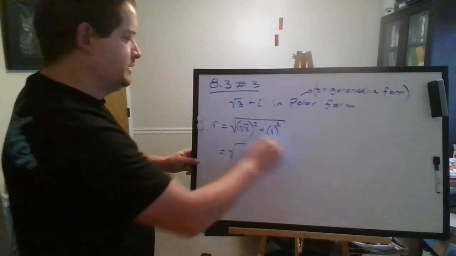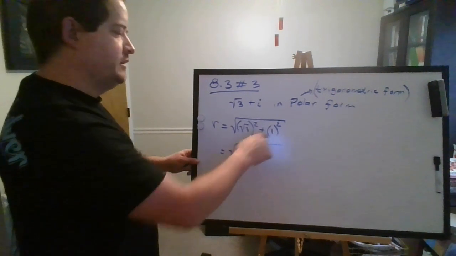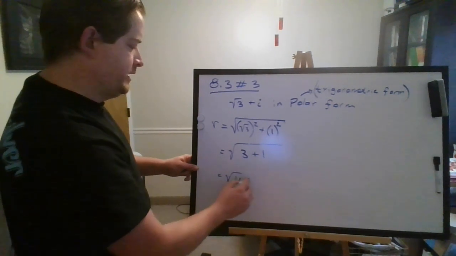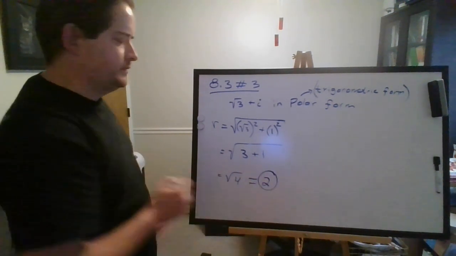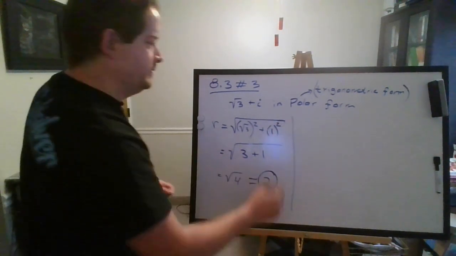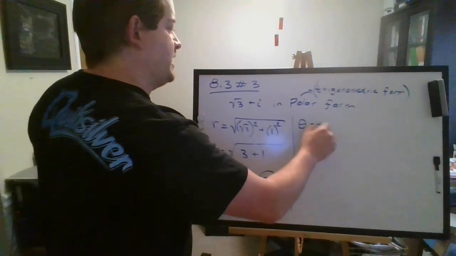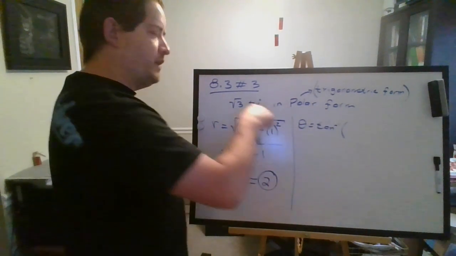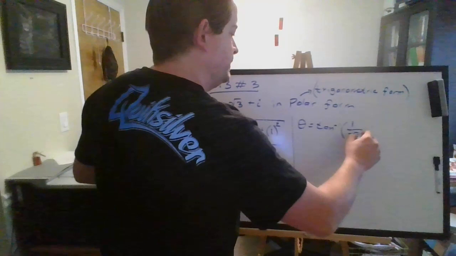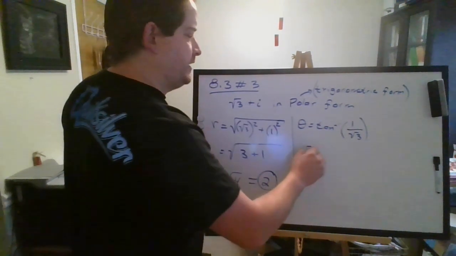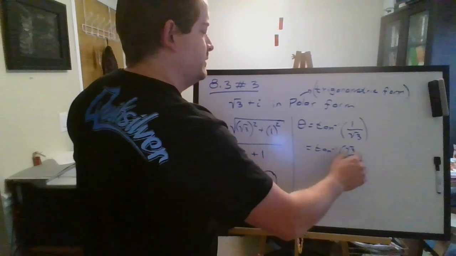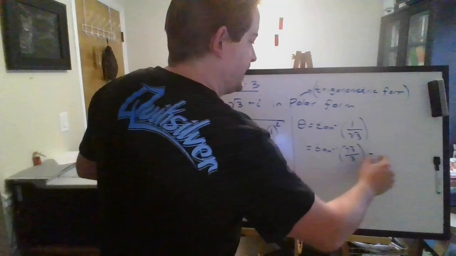And so I have r is the square root of the square root of 3 squared plus 1 squared. Simplify this. The square root of 3 squared is just 3. 1 squared is just 1. And so the root of 3 plus 1 is the root of 4, and that's 2. The next thing I want to find is theta. And theta is just tan inverse of the y value, which is 1, divided by the x value, the square root of 3. If you rationalize that denominator, this becomes the tan inverse of root 3 over 3. And you should recognize that as pi over 6.